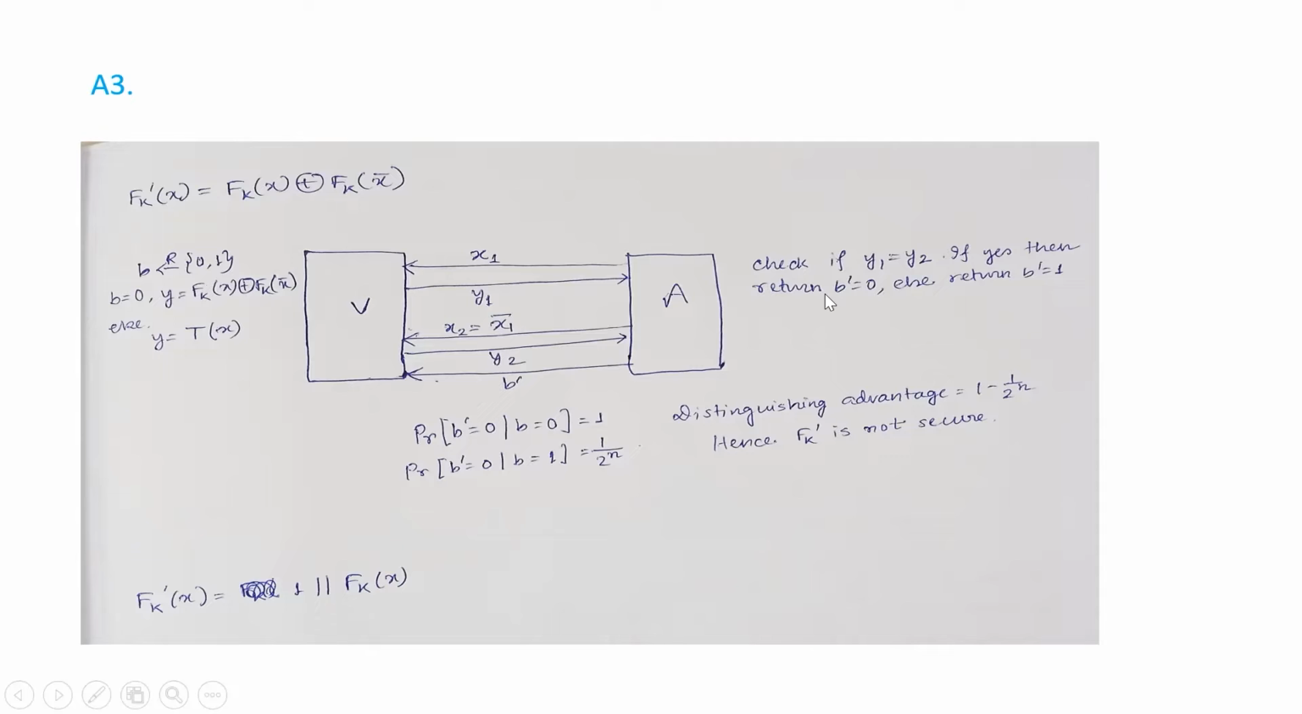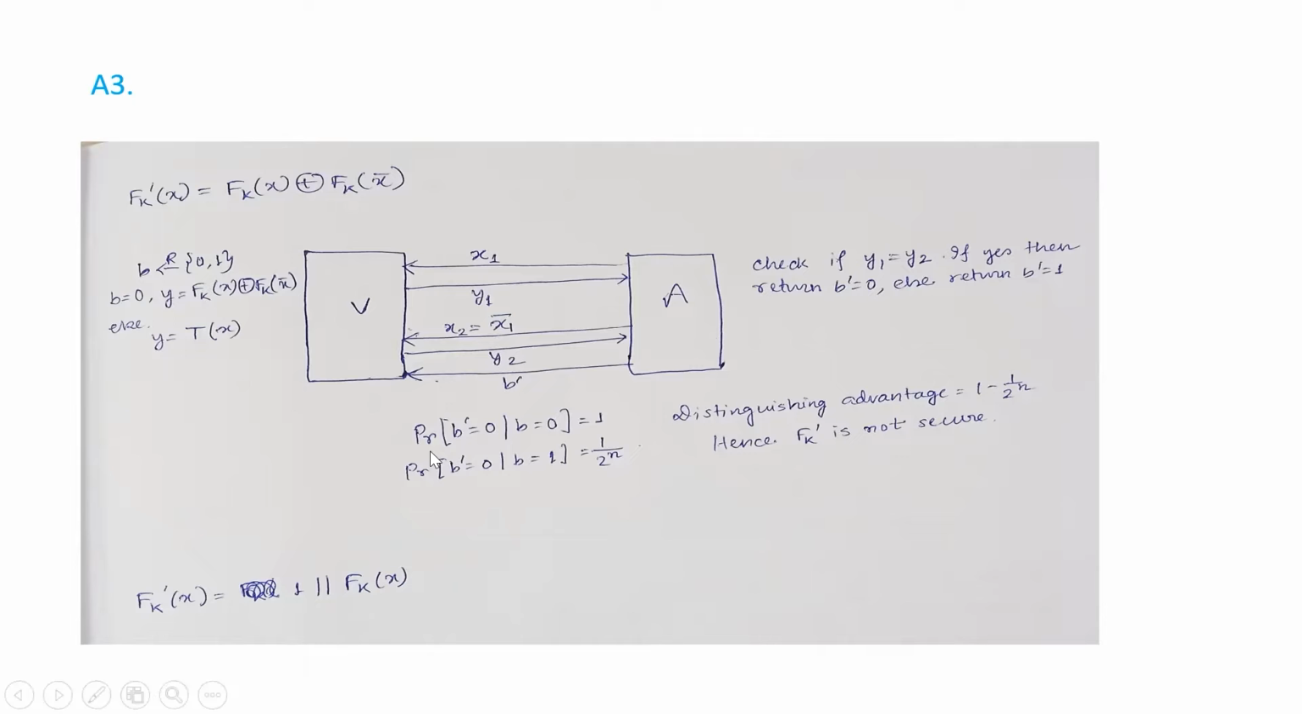If yes, then it returns b' equal to 0, which is the same as saying that, okay, I am interacting with the PRF, and if it returns b' equal to 1, that means the adversary is saying that, okay, I am interacting with a truly random function. So that's how it can clearly distinguish.